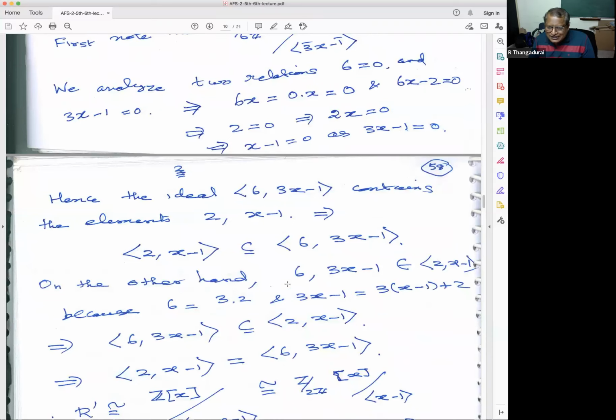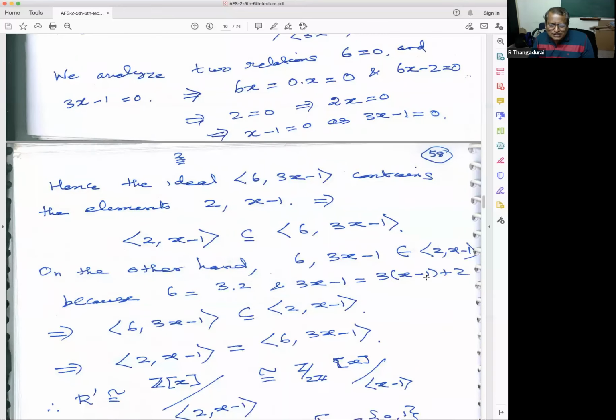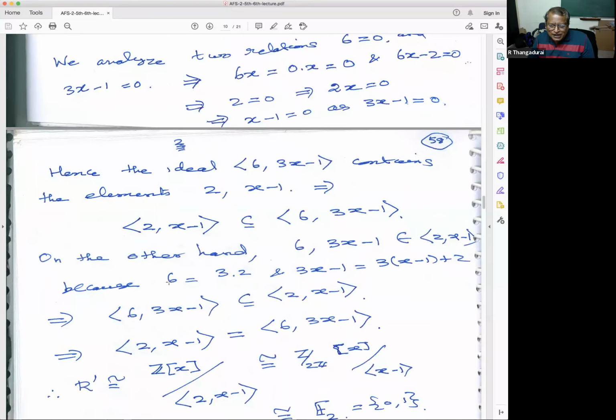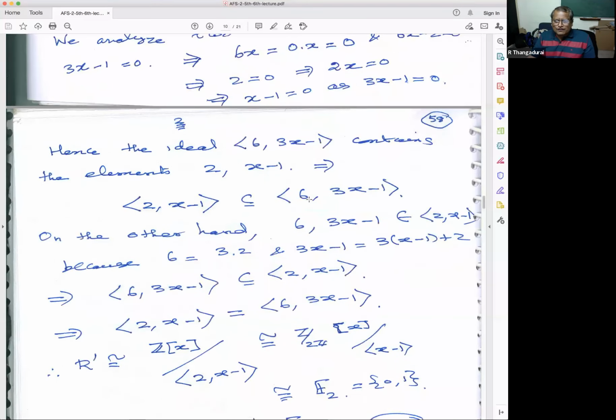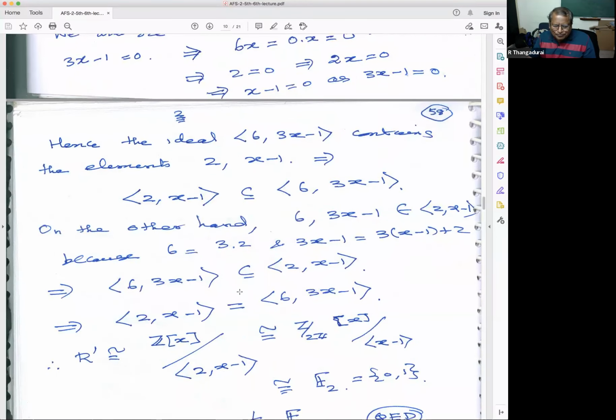On the other hand, this (6, 3x minus 1) is already inside (2, x minus 1). What does this mean? Why is it so? Because 6 is inside this ideal, since 3 times 2 is inside this ideal. Therefore, any integer times that thing will be inside. Therefore, 6 is inside. 3x minus 1 is inside because x minus 1 is inside. Therefore, 3 times (x minus 1) plus 2, the 2 is also inside since it is an ideal.